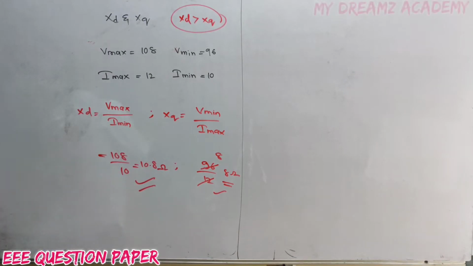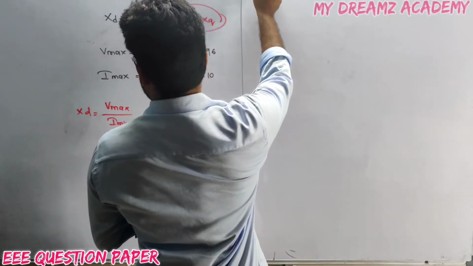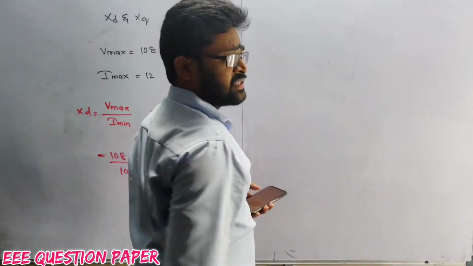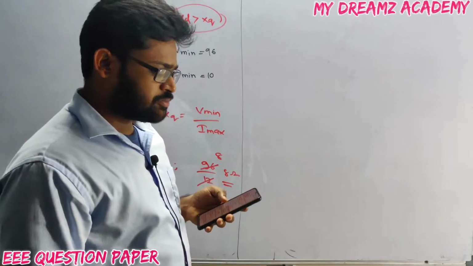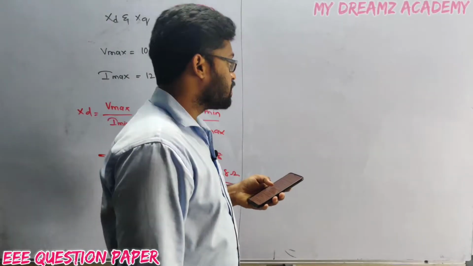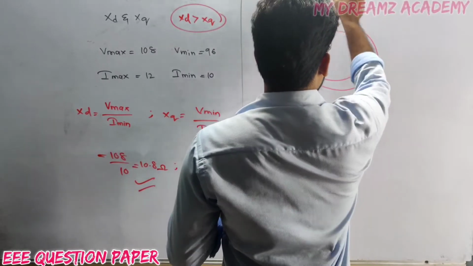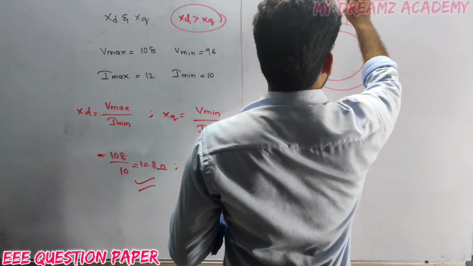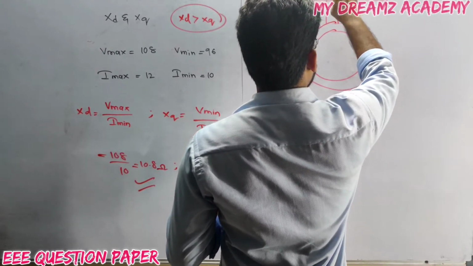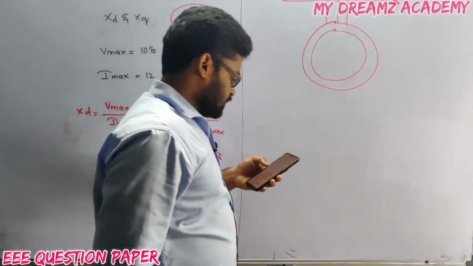Now we will see question number 33. An alternator is nothing but synchronous generator, connected to infinite bus bar, like this. This is the alternator, and which is connected to infinite bus bar like this. R phase, Y phase, B phase. Okay, yes.